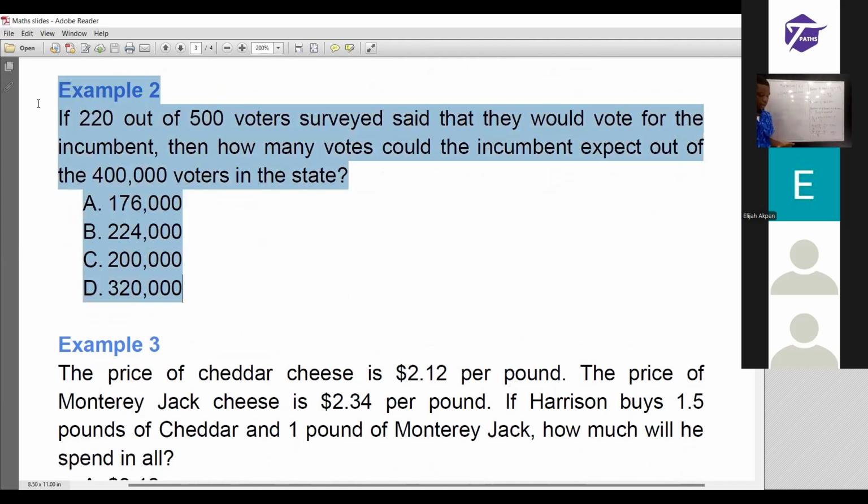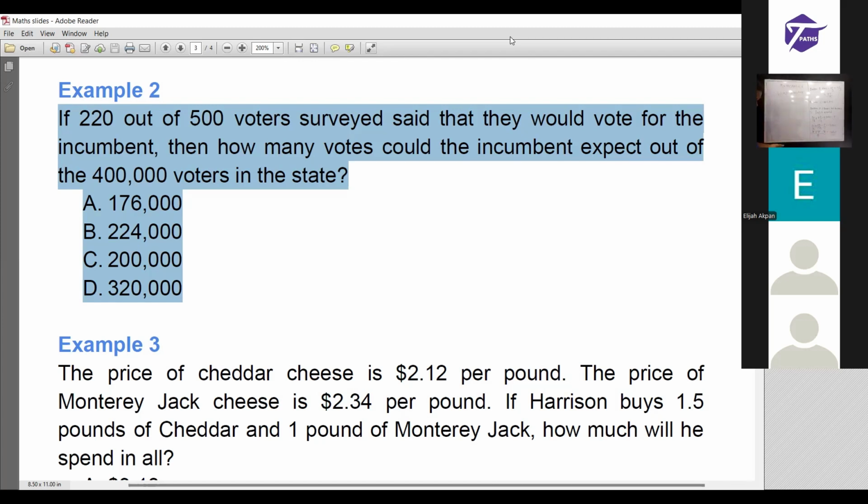If 220 out of 500 voters surveyed said that they would vote for the incumbent, then how many votes would the incumbent expect out of 400,000 voters in the state? Incumbent is simply the presiding president or governor or whosoever post. So the sitting governor, for example, in Nigeria, our incumbent presently is President Bola Ahmed Tinubu. So that's the new incumbent.